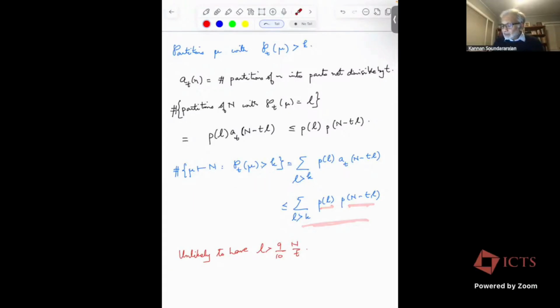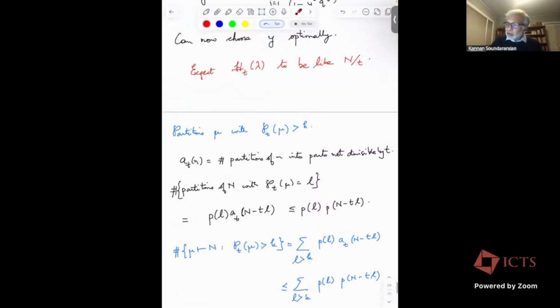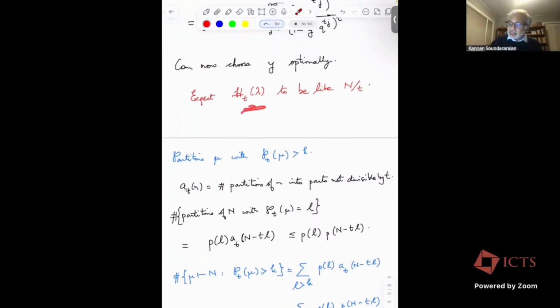And you can see that this L cannot be big, because here I have an n minus tL, so this gets very small. But here, instead of a p of t times L, which is what you might expect, I have lost this factor of t. So this is likely to be pretty small. So it's unlikely to have my L be larger than, say, 0.9 times n over t, whereas in the previous argument, I might have expected this h_t of lambda to be like n over t.